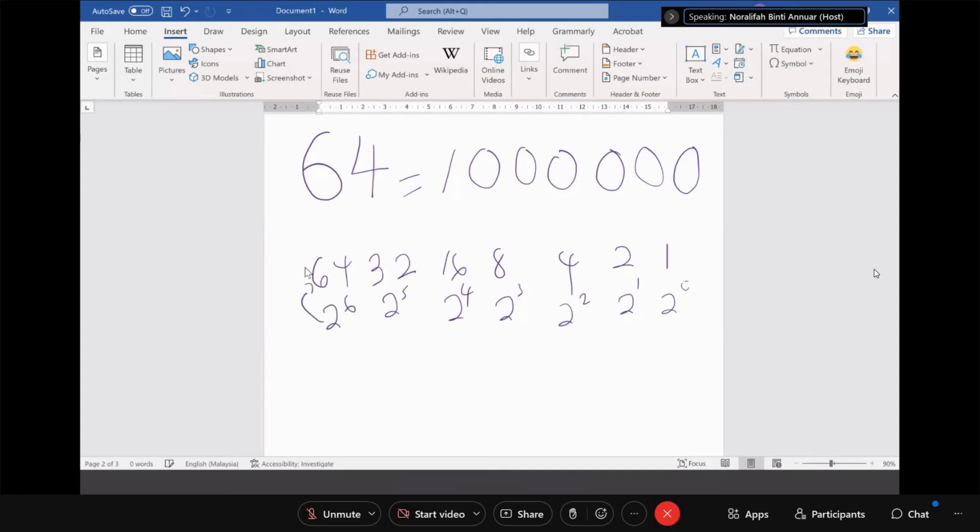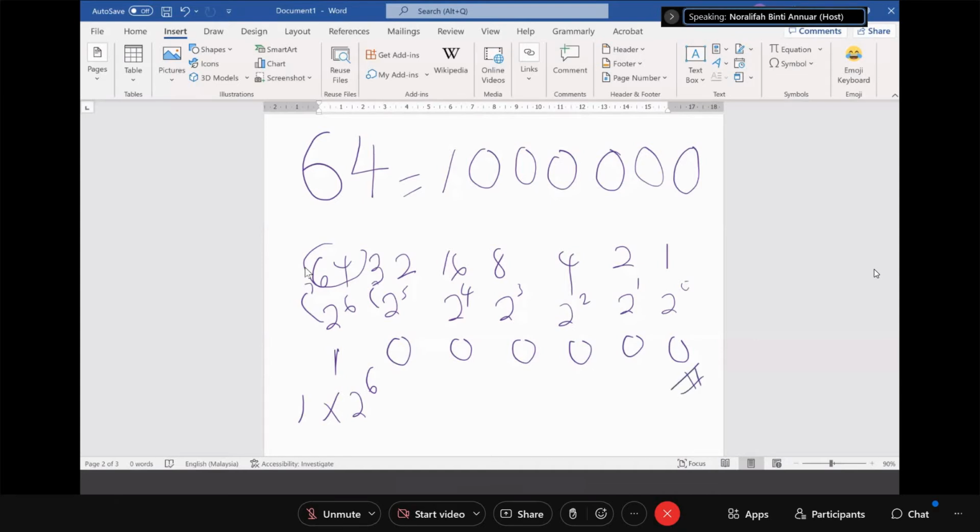The value ini tak akan dapat ni. Oh, ni kita ada value 64. Kan ni 64, so 1. So yang ini akan jadi kosong. Anything that multiplied by 0, you get 0. So the answer will be 1, 0, 0, 0, 0. See?